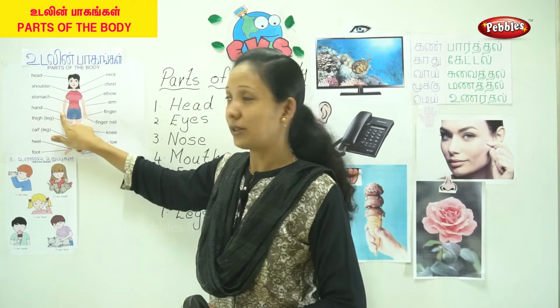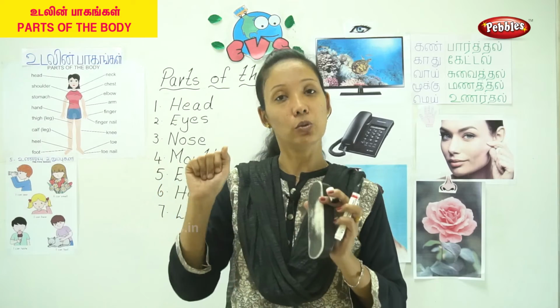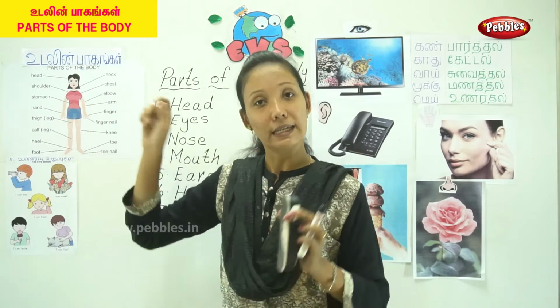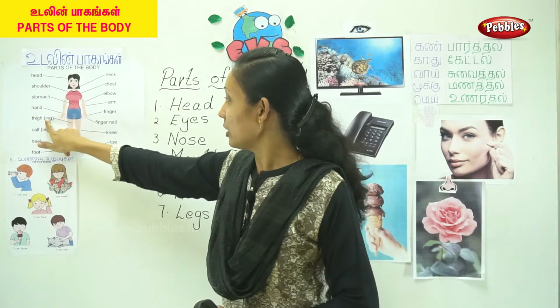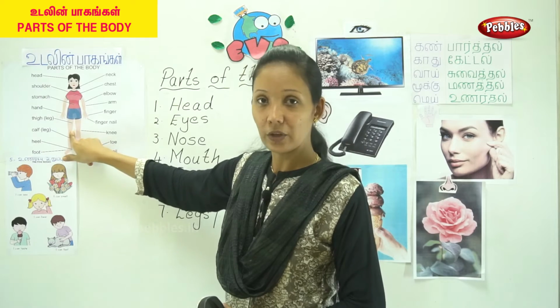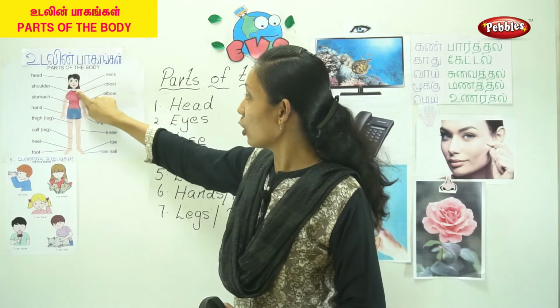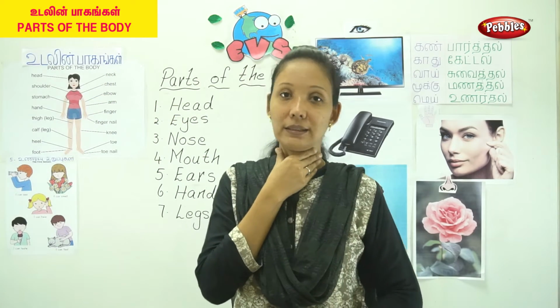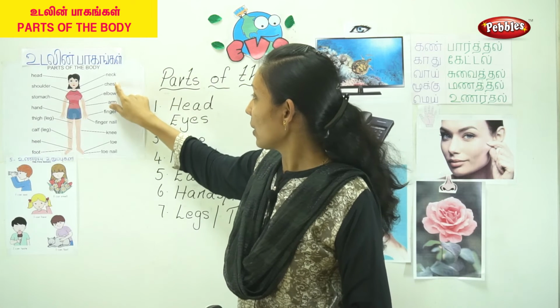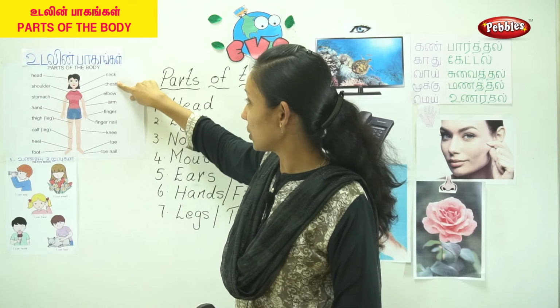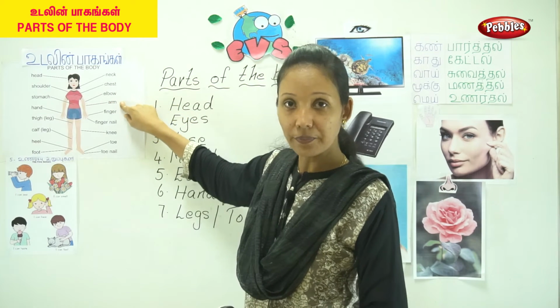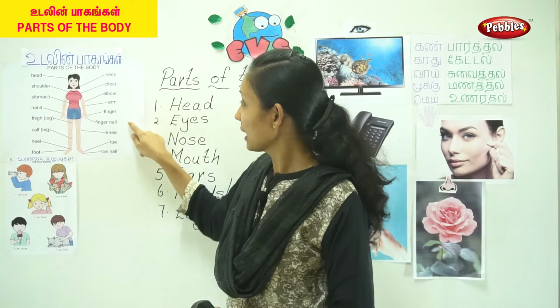Then hand. Okay, as I told you, you have 2 hands. இப்போ முன்னாடி சொன்ன மாதிரி எத்தனை கை? 2 கைகள் இருக்காங்க. Then you have your leg. Okay, now here you have your neck, அதாவது கழுத்து. Then you have your elbow, your chest, your arm, fingernails.